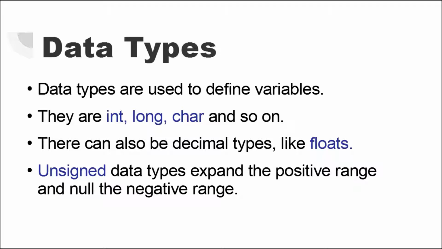There's an int, long, char, and there's a lot more. There are also decimal types that you can use if you have decimal numbers. Keep in mind that for a float, if you have an integer put into a float, it will have a 0.0 at the end. Unsigned data types expand the positive range to almost twice the original range, but the negative range is no more. It's from 0 to almost double the positive range of whatever unsigned data type you chose. So if you want to use negative numbers, do not use unsigned data types.